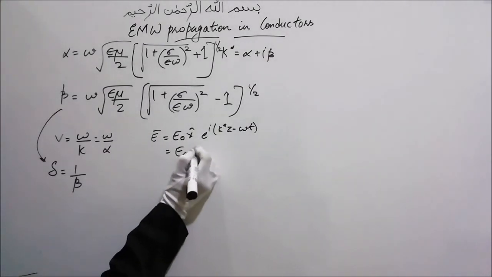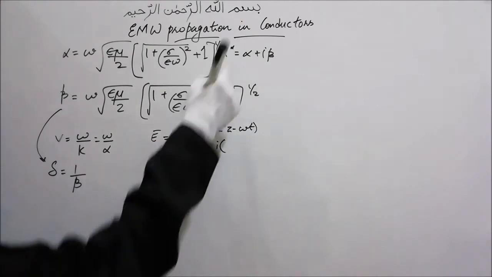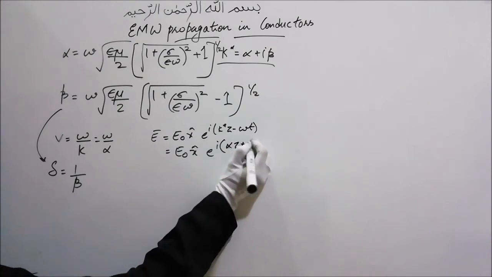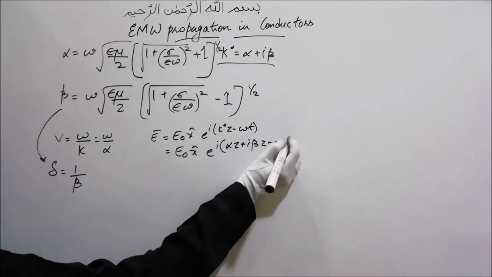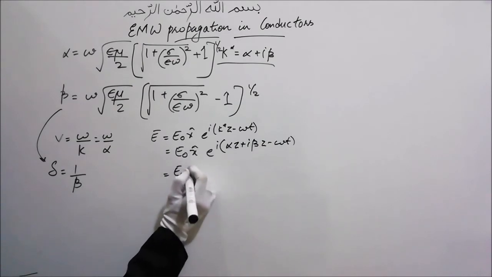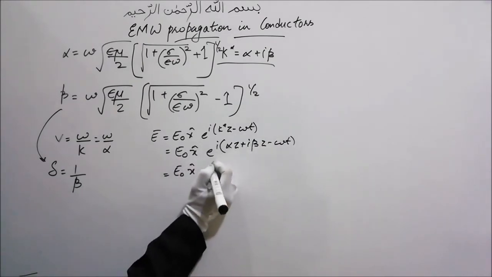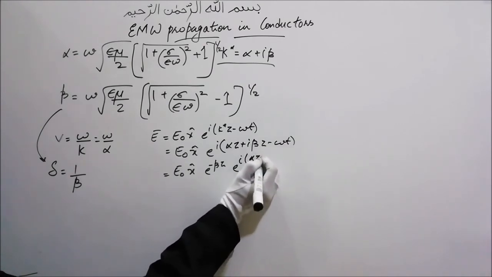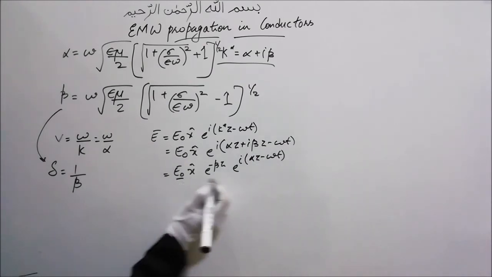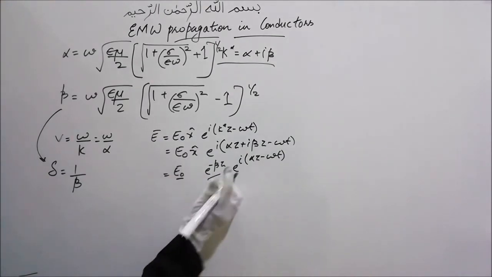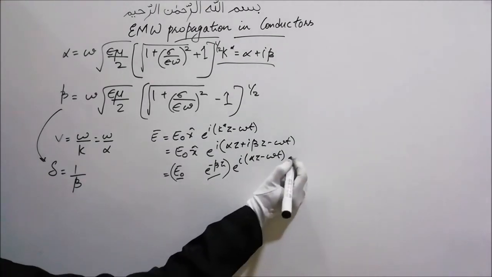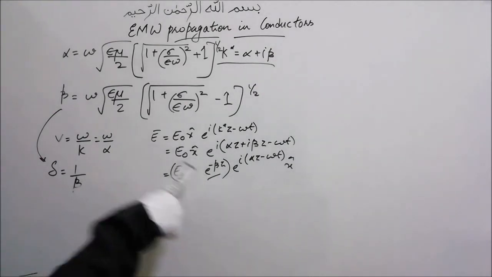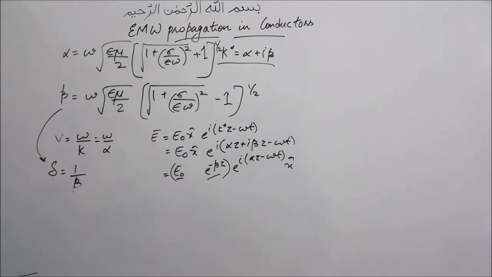This I can write as E naught x hat e raised to i (k star z minus omega t), where k star is alpha plus i beta. You'll have alpha z plus i beta z minus omega t. Separate this, and you'll have E naught x hat e raised to minus beta z, and we'll have e raised to i (alpha z minus omega t). This term is the amplitude of the wave, which is an exponentially decaying amplitude.